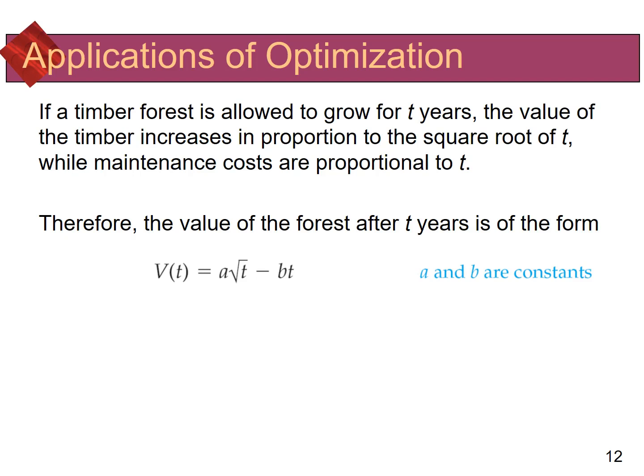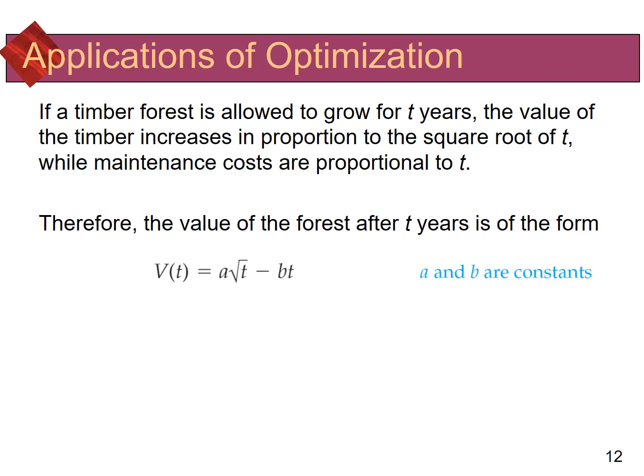So for applications of optimization, optimization is simply a type of problem where you're asked to determine a maximum or a minimum of something. You want to minimize costs, or you want to maximize the area you enclose, or any number of things they may ask you to do.